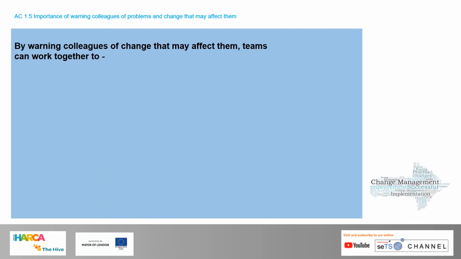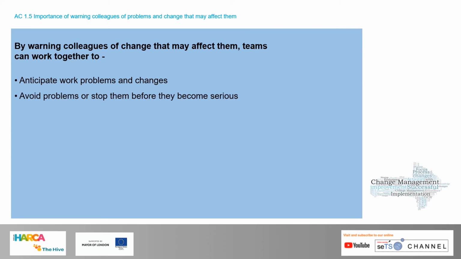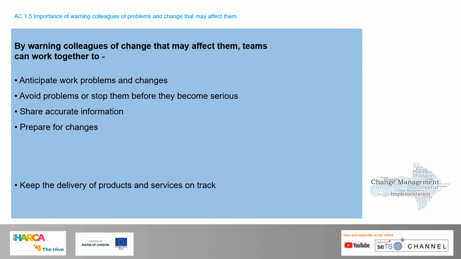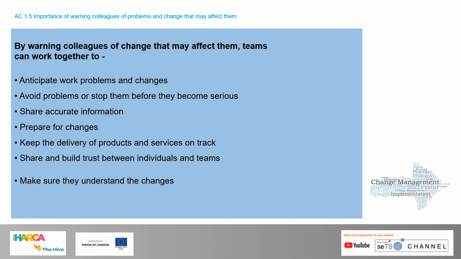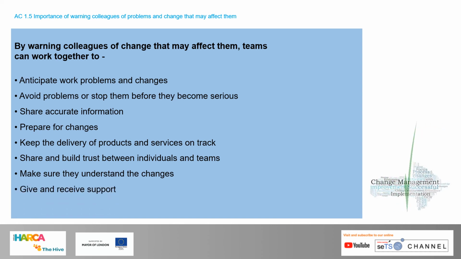By warning colleagues of change that may affect them, teams can work together to anticipate work problems and changes, avoid problems or stop them before they become serious, share accurate information, prepare for changes, keep the delivery of products and services on track, share and build trust between individuals and teams, make sure that they understand the changes, and give and receive support.